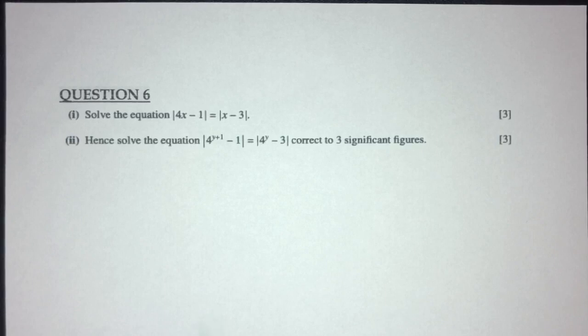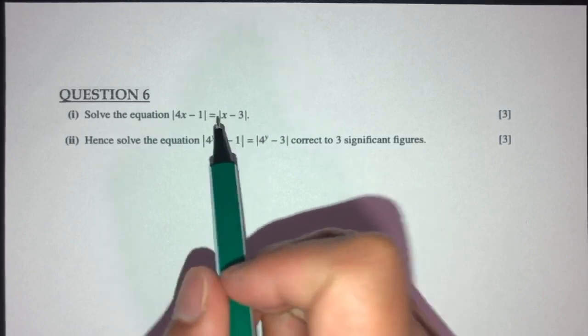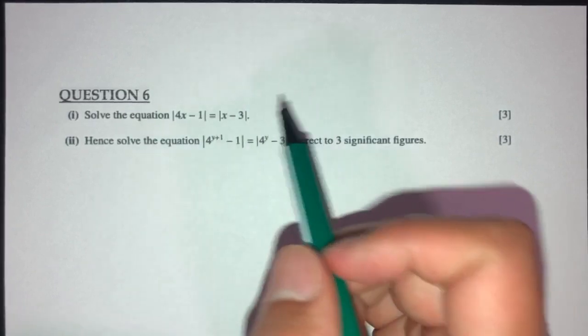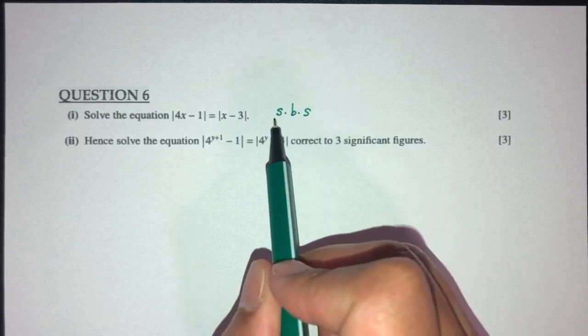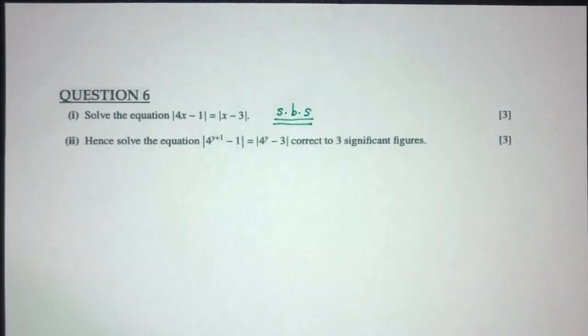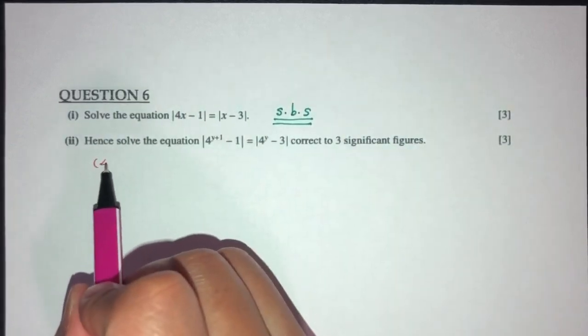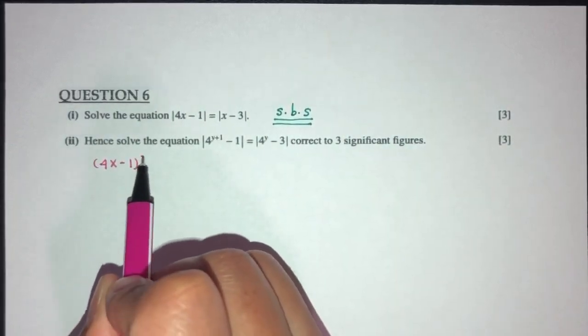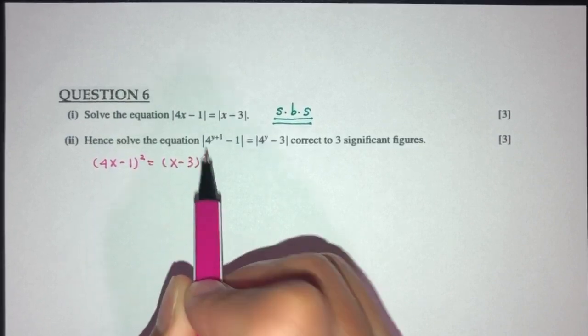We have to solve the equation, but here we have modulus on both sides and x on both sides. So when you have x on both sides and modulus on both sides, just square both sides. Okay, so this is the other kind of case. Square on both sides, you will have what? Simplify one by one, you will have 4x minus 1 square is equal to x minus 3 square.